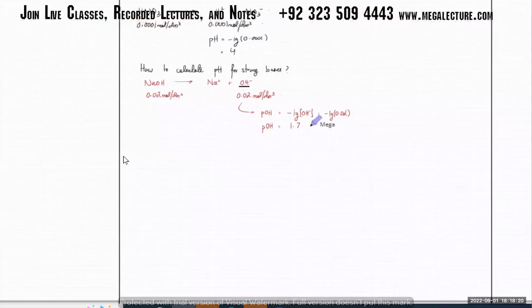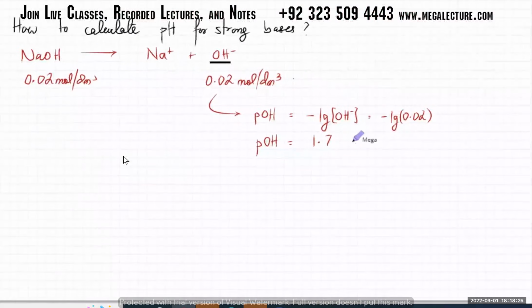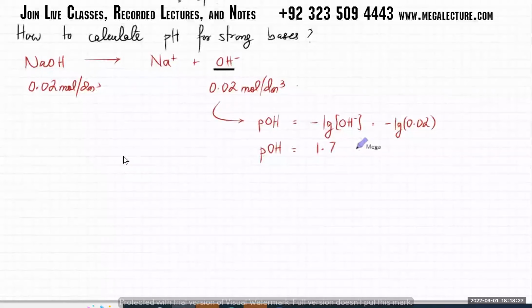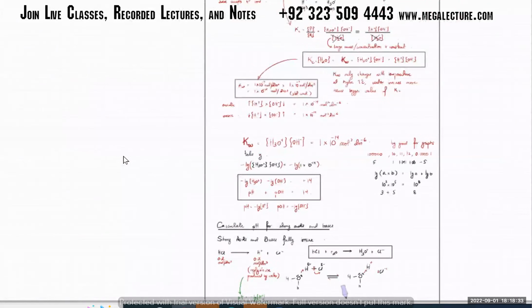Sir, I have a question. Yes. If the concentration of hydrogen ions increases in acid, does the OH ions concentration naturally decrease? Yes. What is the first thing they will do?